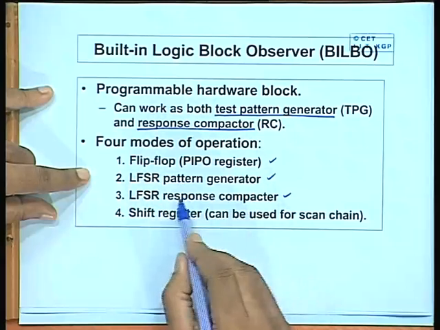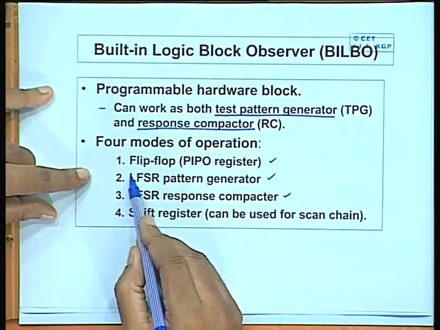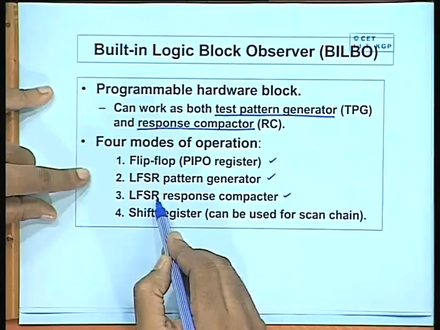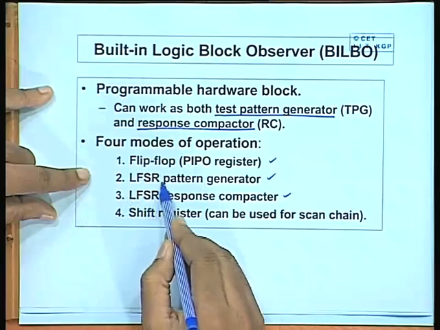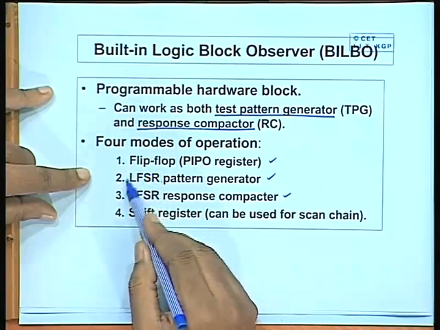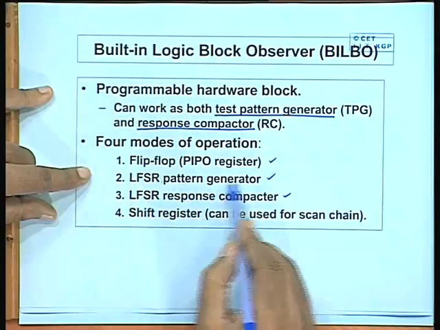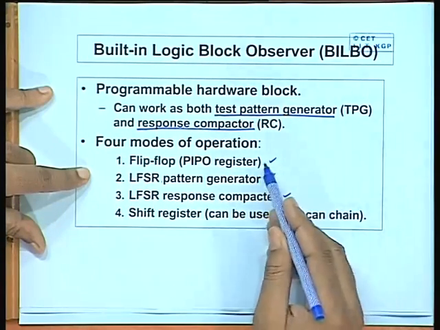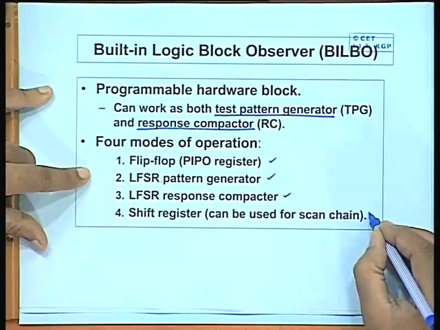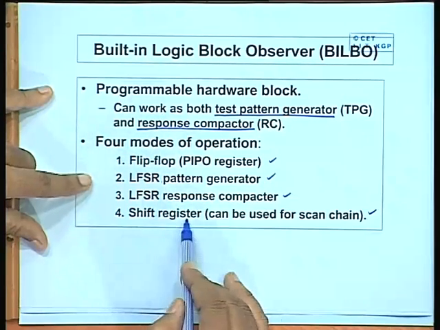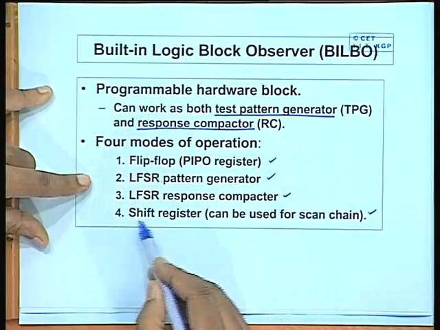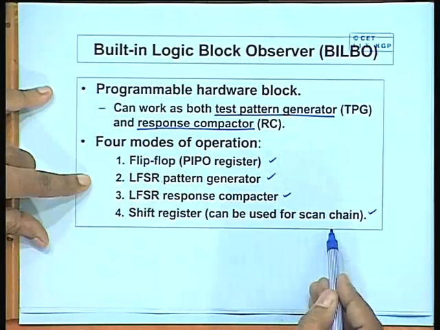Now, both these are based on something called a linear feedback shift register that we shall come to very shortly. This linear feedback shift register is a hardware structure which can be used to generate patterns and also to compact responses. And the fourth mode is that you can configure them as a shift register, so that if you are using scan path, then you can use this shift register as part of the scan chain very easily.